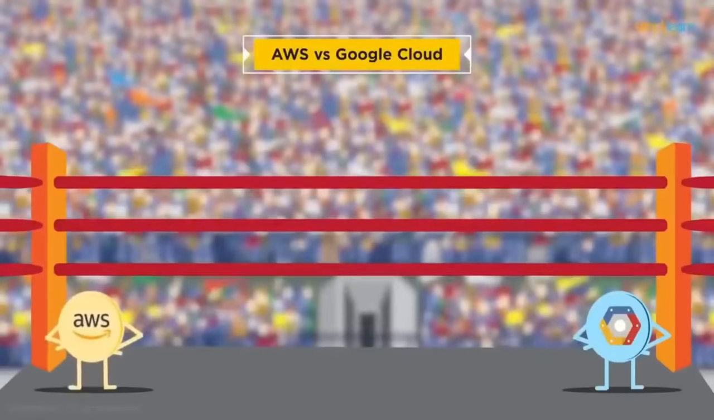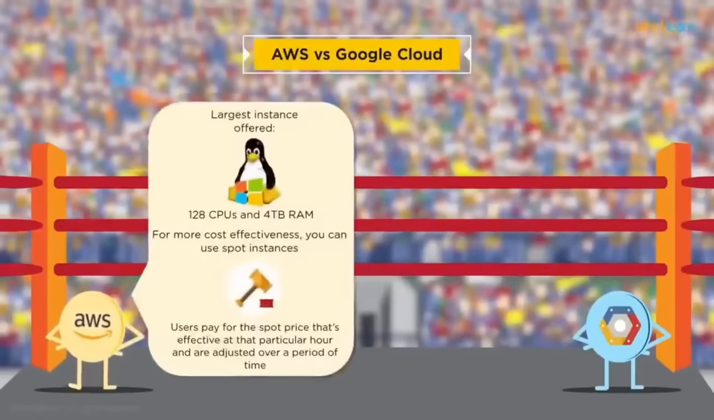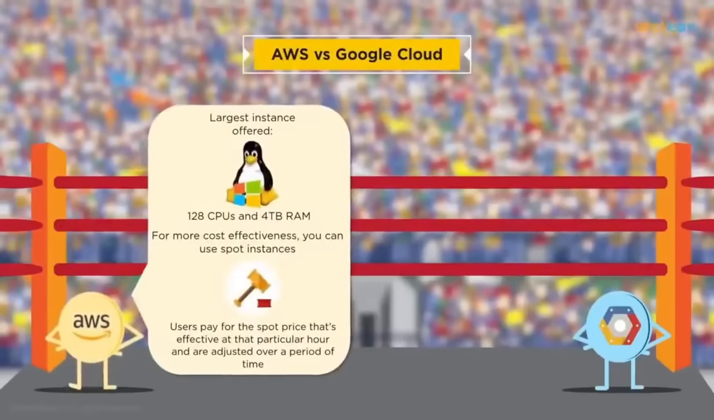Now let's talk about how you can configure instances. With AWS, the largest instance that's offered is of 128 CPUs and 4 GB of RAM. Now, other than the on-demand method, like I mentioned before, you can also use spot instances. Now, these are for situations where your application is more fault-tolerant and can handle an interruption. Now, you pay for the spot price, which is effective at a particular hour. Now, these spot prices do fluctuate, but are adjusted over a period of time.